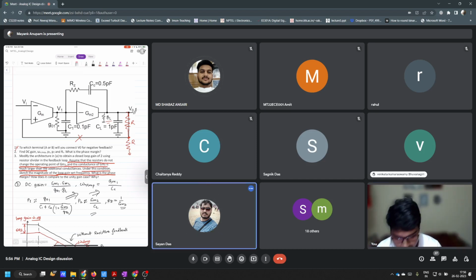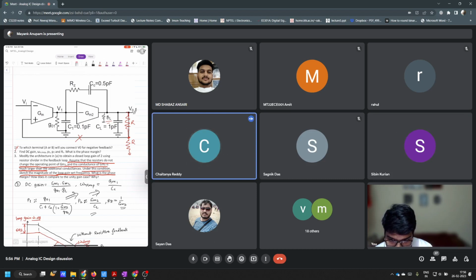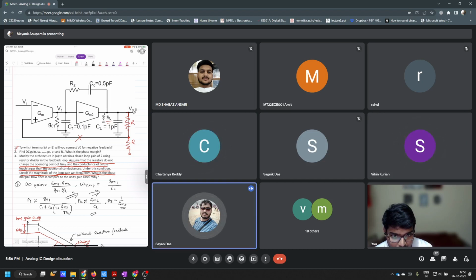Sir, one question. Go ahead. Sir, in the week 4 assignment, the first question, what is the overall gain of this op-amp? For the DC gain part, we have just taken GM1, GO1, GM2, GO2. But GL was not added to the GO2. They asked to find the gain for the op-amp, 80 dB, so it's not considering that RL.